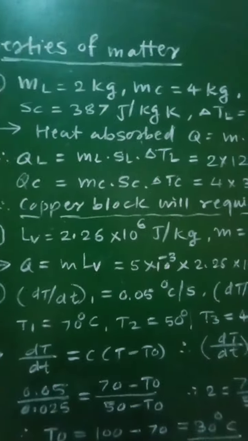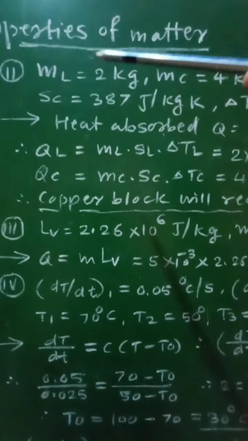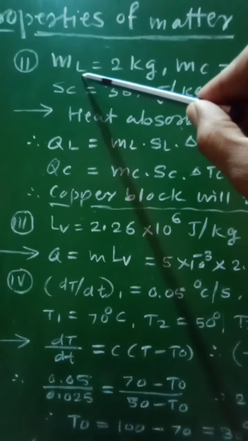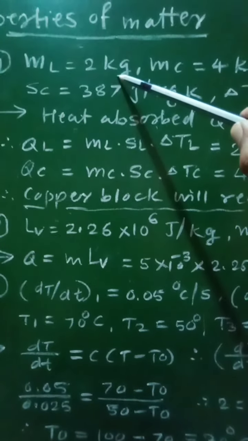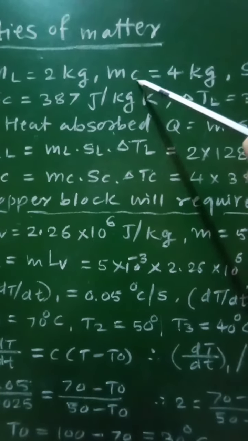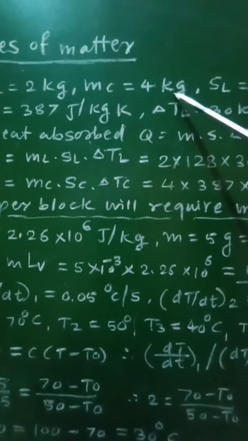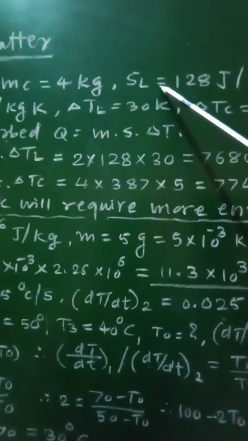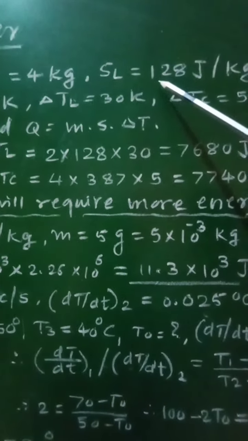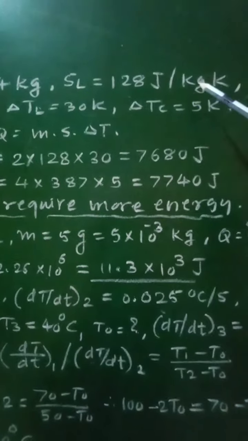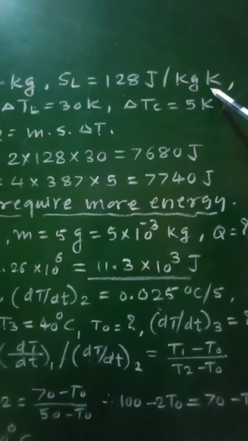And therefore, let us see the given data. Mass of lead block Ml is equal to 2 kg. Mass of copper block Mc equal to 4 kg. Specific heat capacity for lead SL equal to 128 joule per kilogram Kelvin.